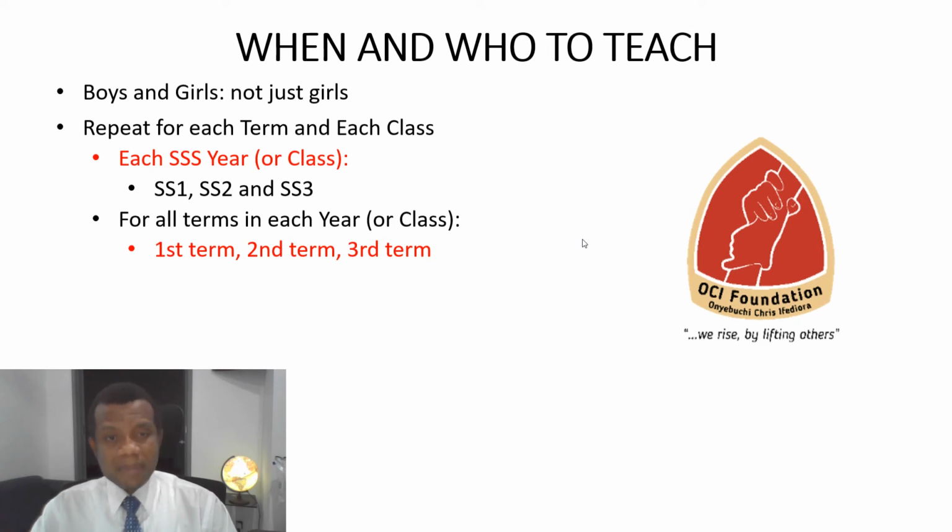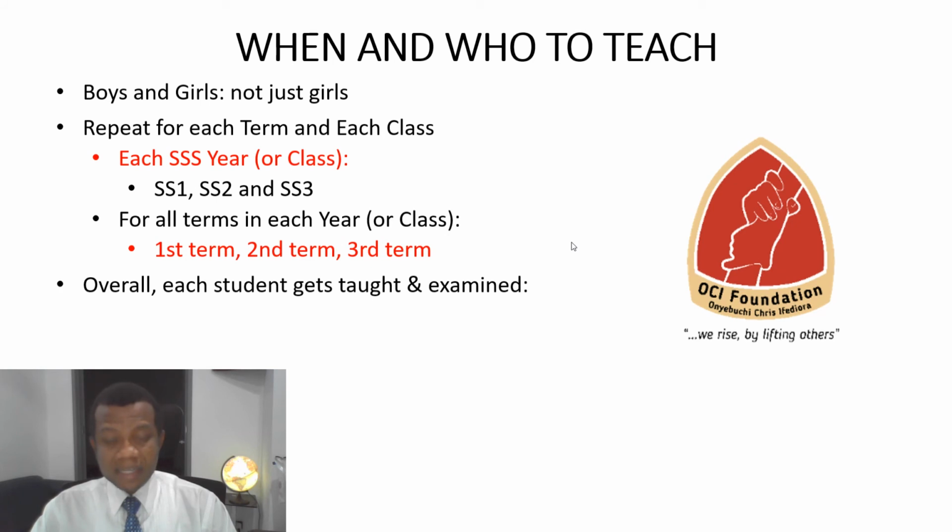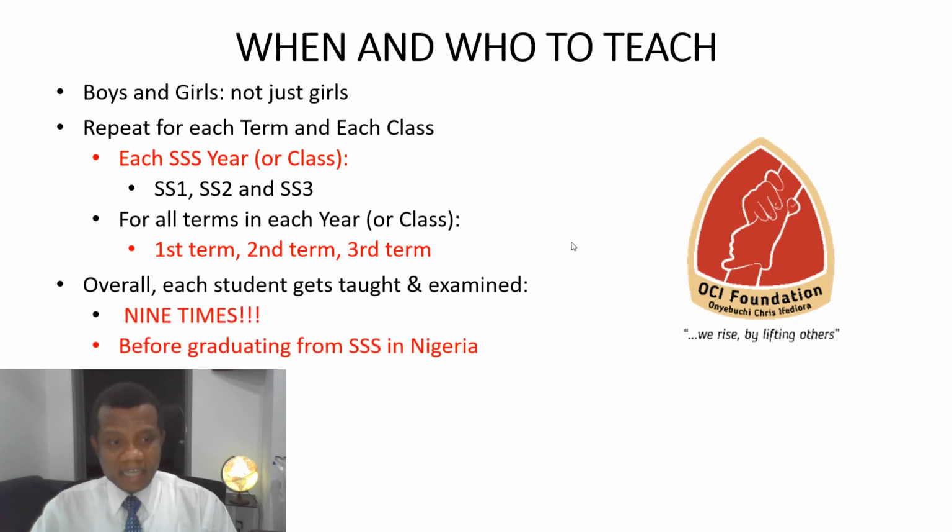So this is one repetition, one embedded factor and secret feature of this ArOY Youth Health Campaign that makes it better than, or makes it unique and set apart from other programs. Now, overall, each student gets taught and examined 9 times before they graduate from any senior secondary school in Nigeria. So it's not an overflow and it is not an overdose. This is the right way to do it based on the research we have.